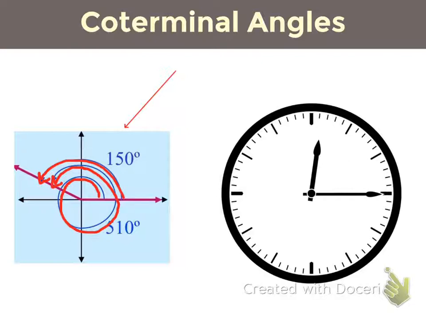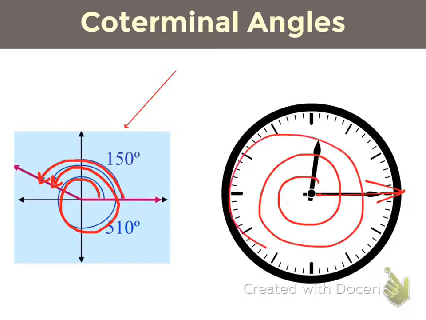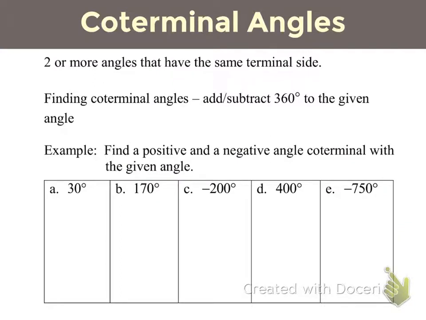And actually think of it like the hands of a clock, and this is going to be our initial side, and you can just keep on spinning round and round and round. So think about it for just a minute. How did we come to 510? Well, we spun a full rotation around the clock one more time to get to that same location. So we did a 360, right? That's what you need to do in order to find the coterminal angle in degrees.